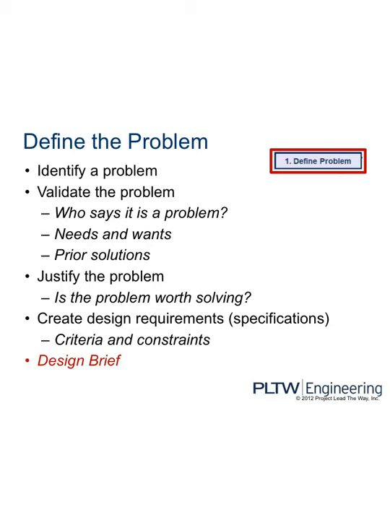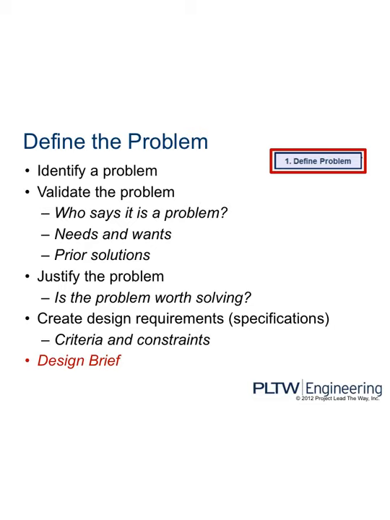We want to make sure that the problem is worth solving. We want to justify it. As a designer, if there's no money involved in it, then that's something you might not want to solve. Once we realize that we justified the problem, then we're going to list all the criteria and constraints. These are basically just specifications that are required.